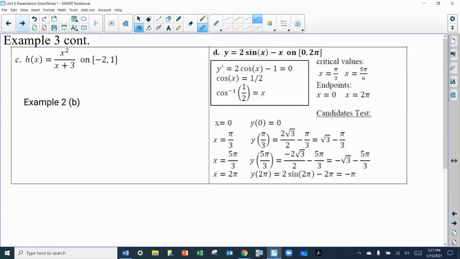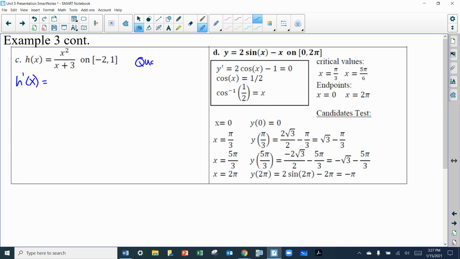B, we have C and D to go. I have the answers for D there. I'm not going to walk through that one with you. C, we should do this one. It is a quotient rule, so of course we've got to find h prime using the quotient rule.